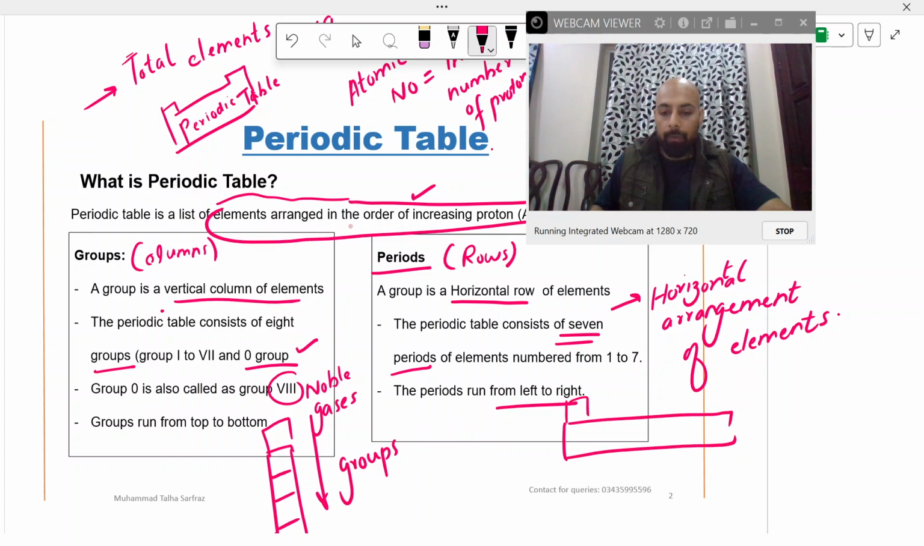Here we have the first period, which contains only two elements, hydrogen and helium, and in period 2 we have different elements. So from left to right, they are called the periods. Do not confuse the groups and periods. Clear?